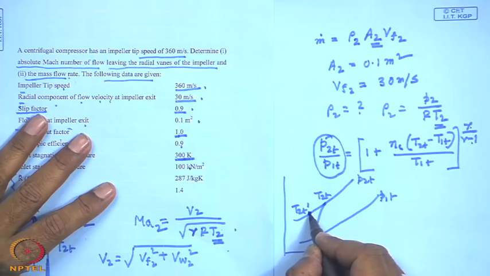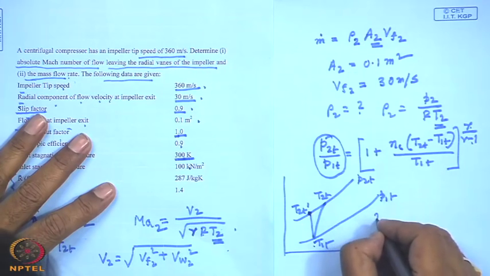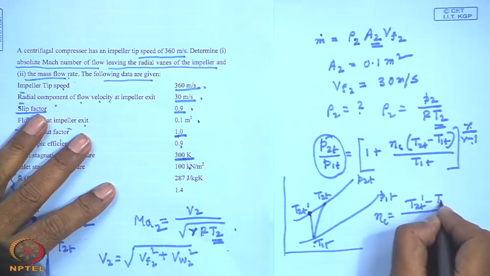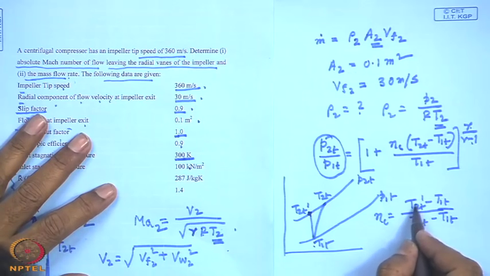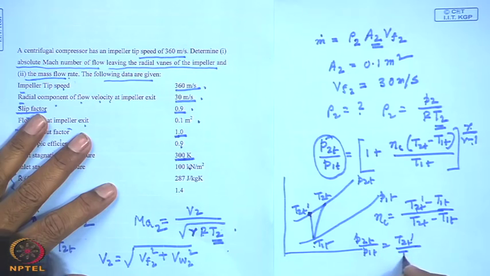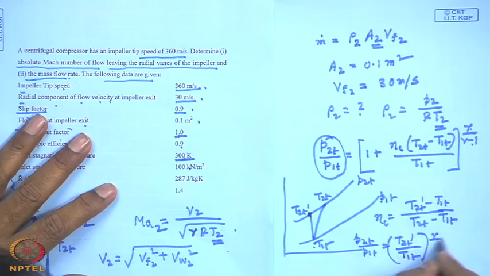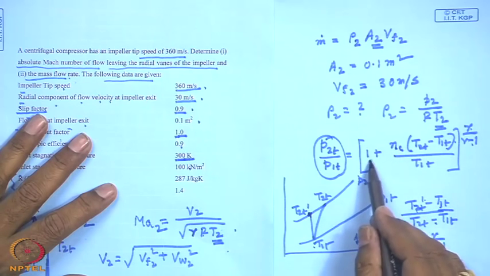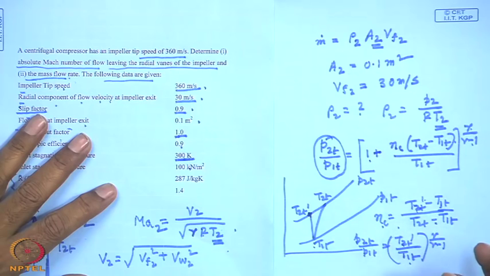Now, this T2T dash by T1T is found by expressing eta C as T2T dash minus T1T over T2T minus T1T. I repeat, this was done earlier. Therefore, P2T by P1T is T2T dash by T1T to the power gamma by gamma minus 1. This is the isentropic PT relationship. T2T dash by T1T is eta C into (T2T minus T1T) by T1T, plus 1. So, therefore, we can write this. This was done earlier.